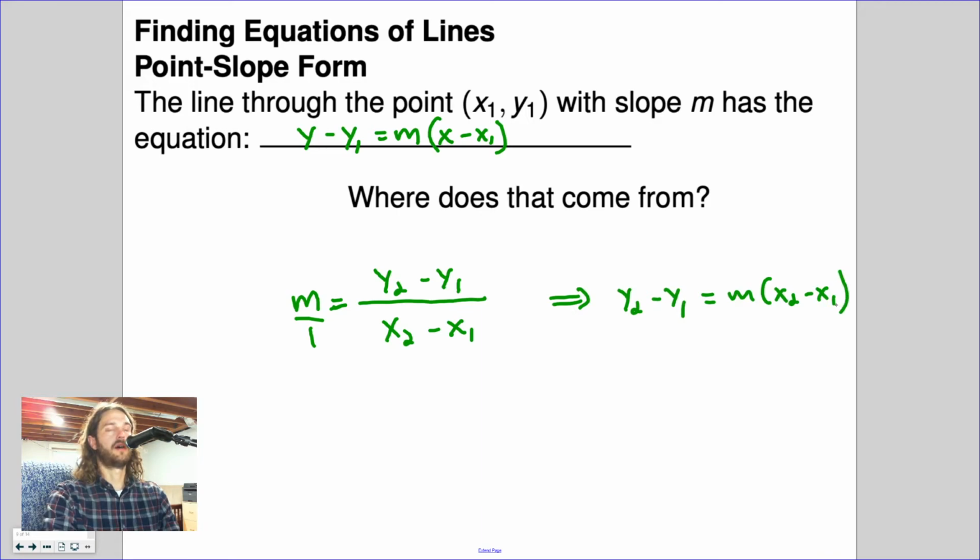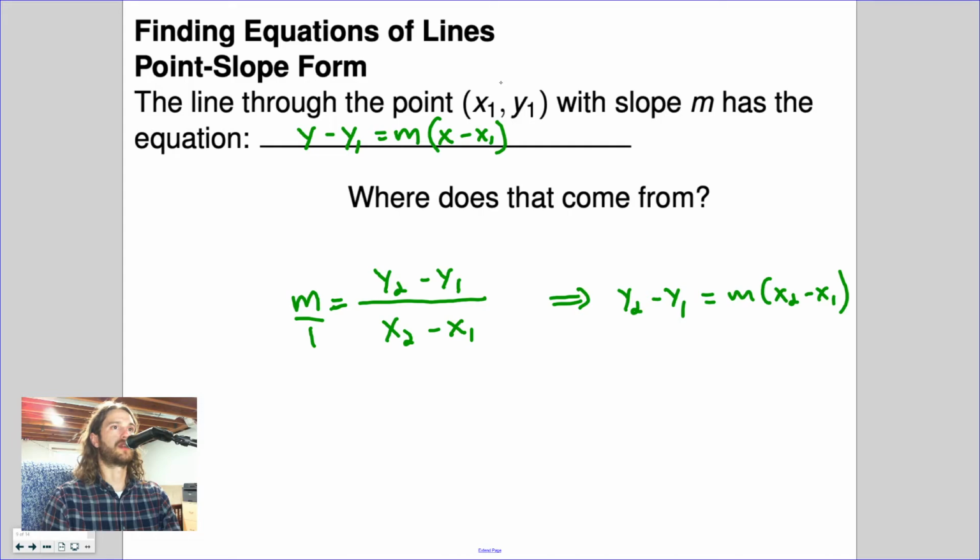So now, for this equation, they plugged in x and y for y2 and x2. They put the x and y in there for the input and output of our function, and it created this beautiful equation that allows us to take a starting point and a slope and turn that into the one equation that represents that line.